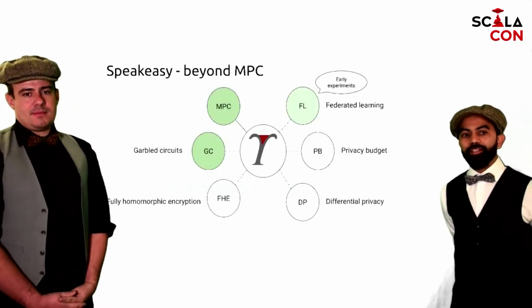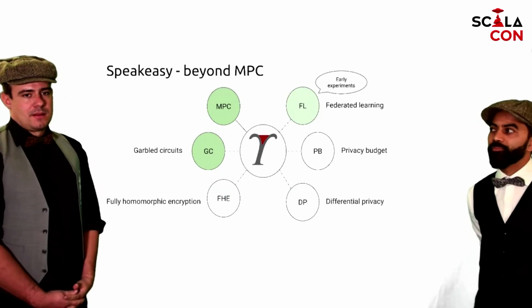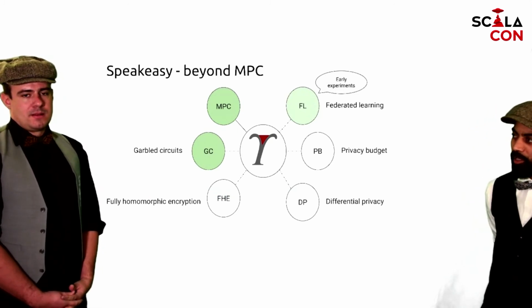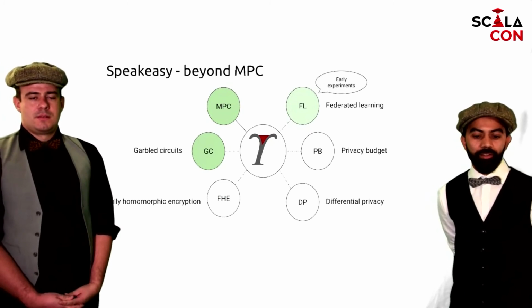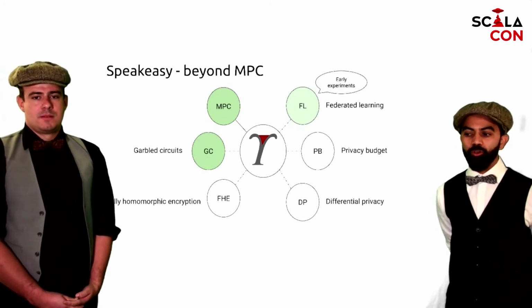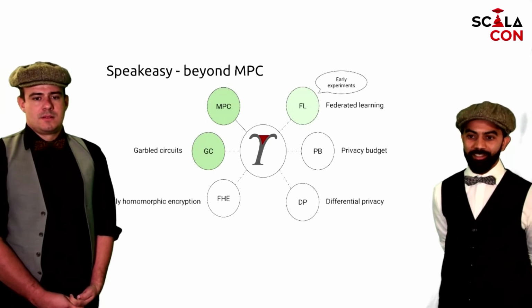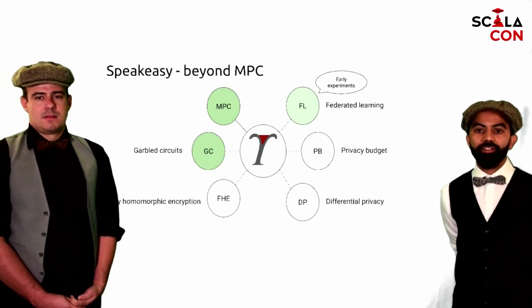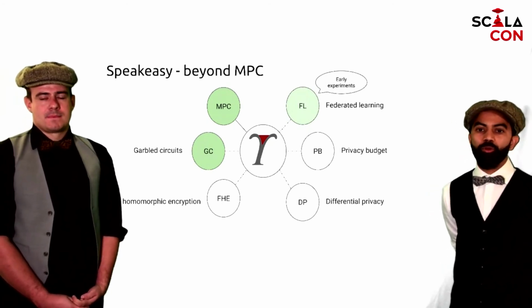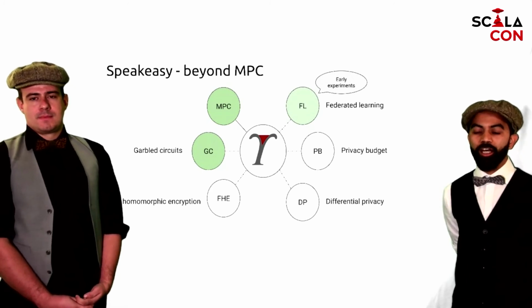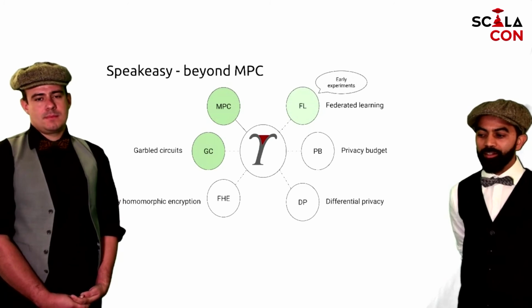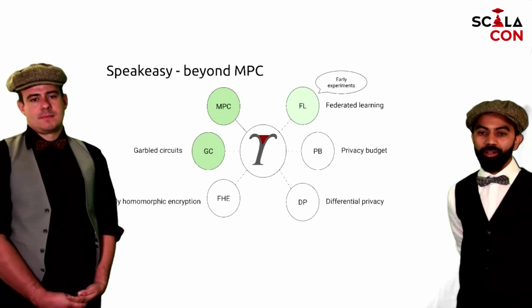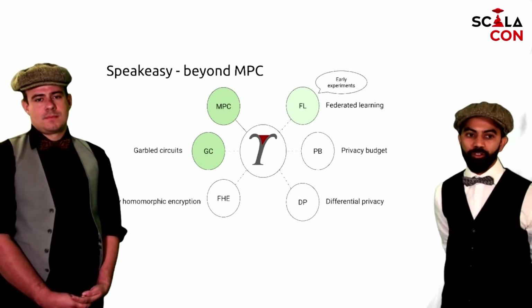So that's right. What we have achieved with this attempt at Speakeasy with composite DSLs is the ability to compose privacy-preserving techniques. And in fact, right now we support MPC and Garbled circuits, along with, of course, all the local processing that needs to be done around it in order to make privacy-preserving protocols.